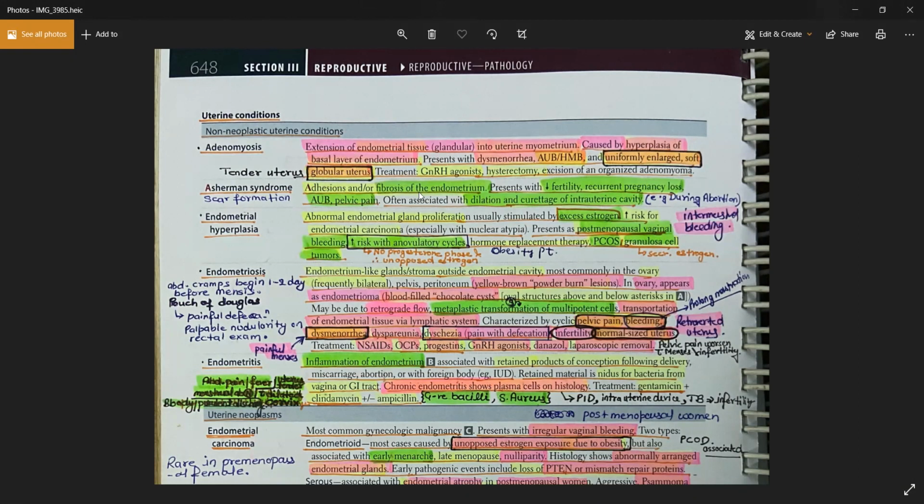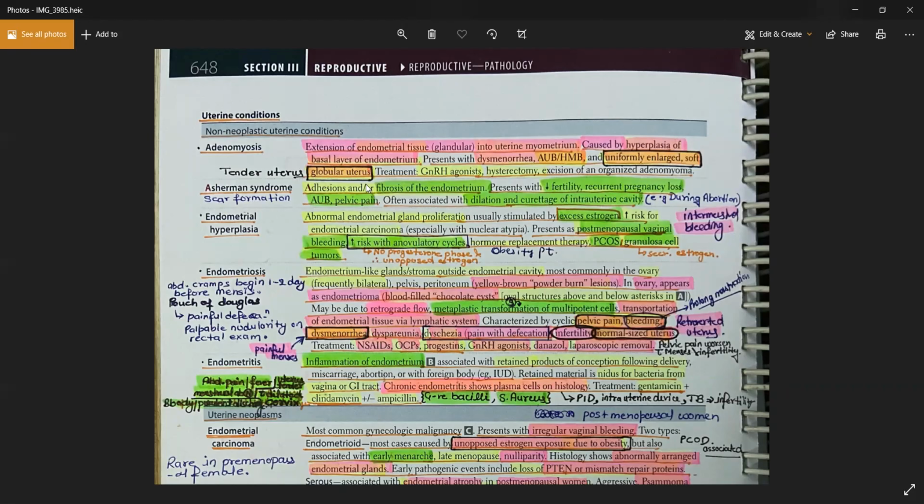So when you do the biopsy of the myometrium, you will find the smooth muscle cells as well as these glands. And that's how you know that this condition is adenomyosis. On gross examination, you will have a diffuse enlargement of the uterus. The uterus will be diffusely enlarged. This condition is very painful, of course.